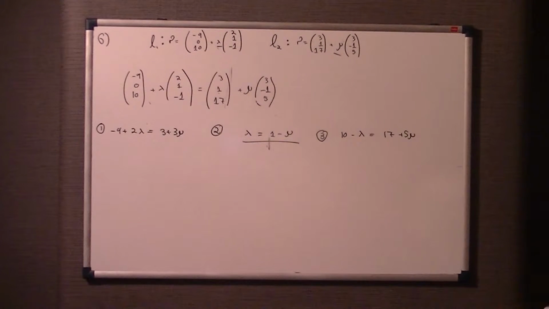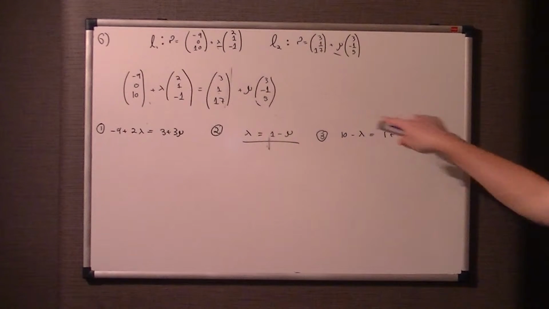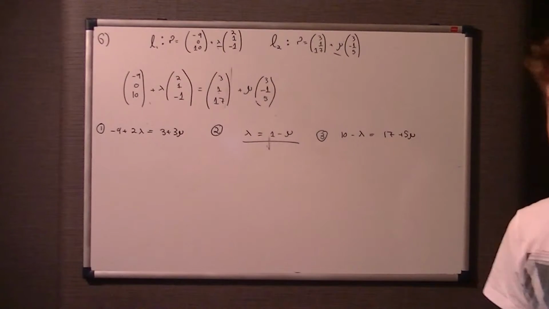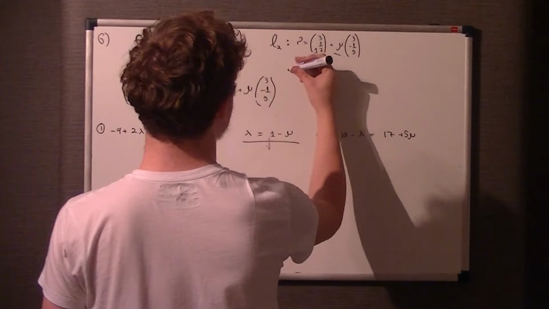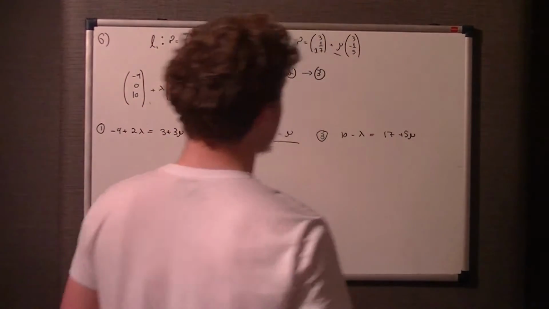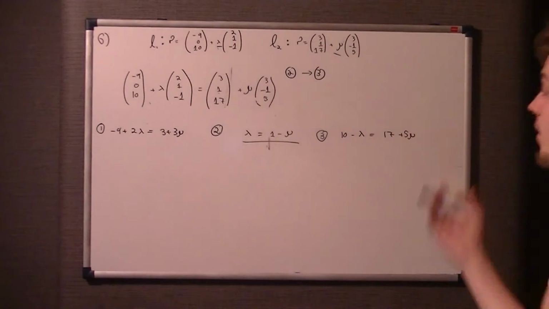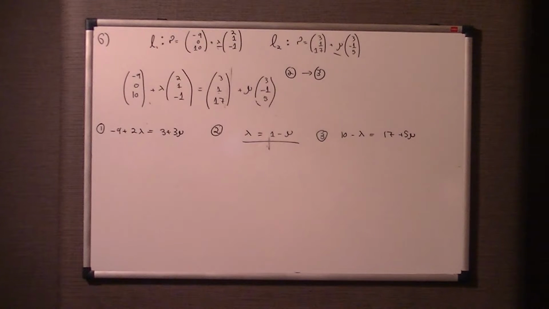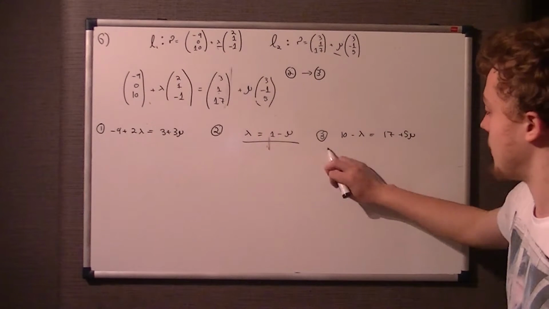Now the easier one that I would sub it into is 3, because obviously you're going to see it's nice and simple, whereas this looks a little bit more difficult. Not difficult, but just a little bit more. Okay, so what we're going to do is sub equation 2 into equation 3. And what we're trying to do here is find the value of mu and lambda, so we can find the position vector where they intersect. Okay? Right, okay, so we're just going to sub this lambda into here.